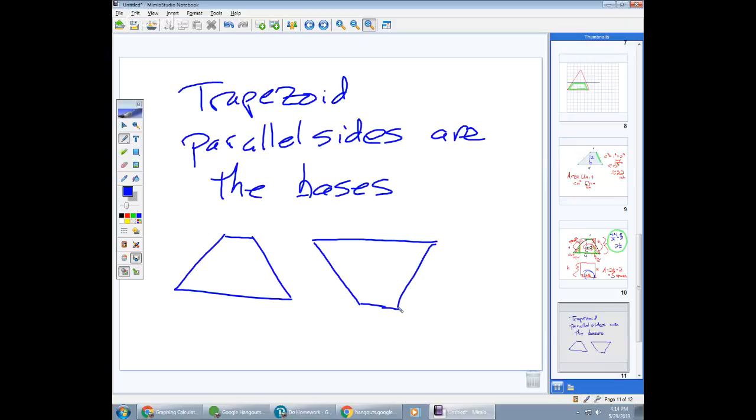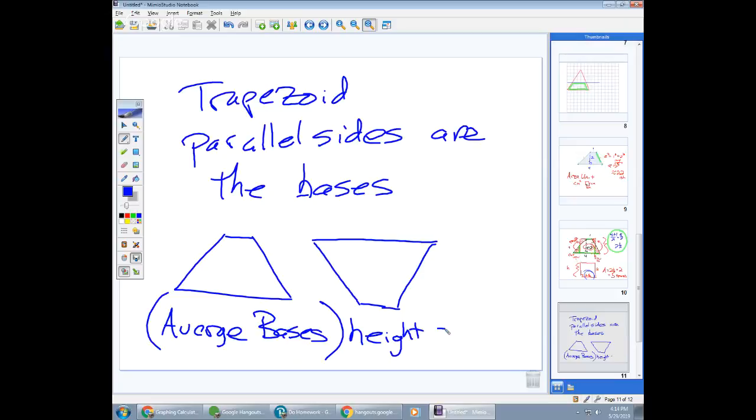So my cutting it up and putting it back together, what I was doing there was averaging the bases. And then if you multiply the average of the bases by the height, you get the area of a trapezoid. So often we'll call this base 1, and this one down here is base 2, and then we have some perpendicular height that we have to measure. So the area is always base 1 plus base 2 over 2, there's my average of the bases, times the height.